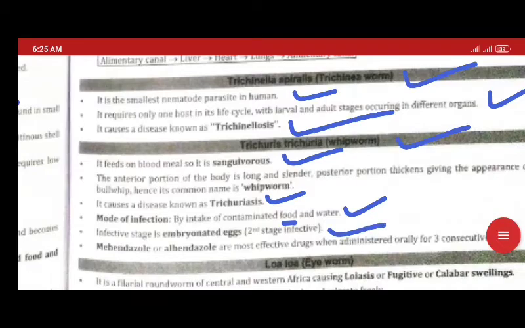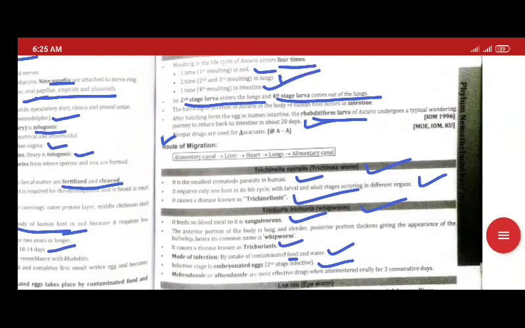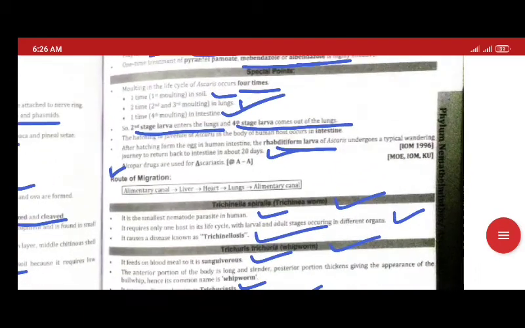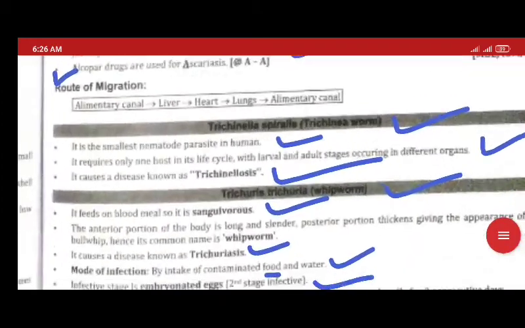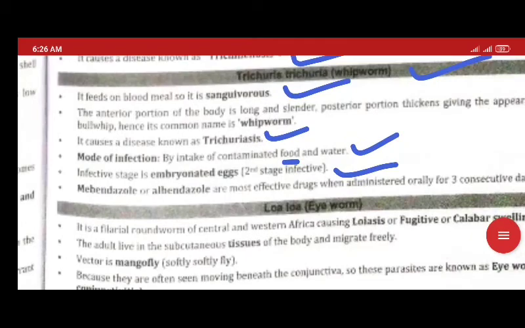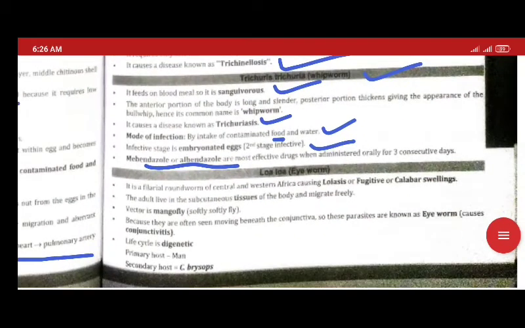So remember, you should know that in Ascaris lumbricoides, the infective stage is what? The infective stage is the second stage. Now we have mebendazole for correcting the disease.